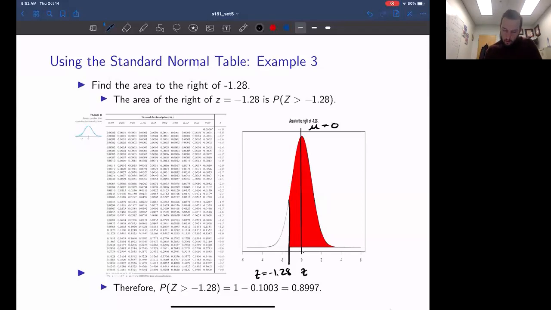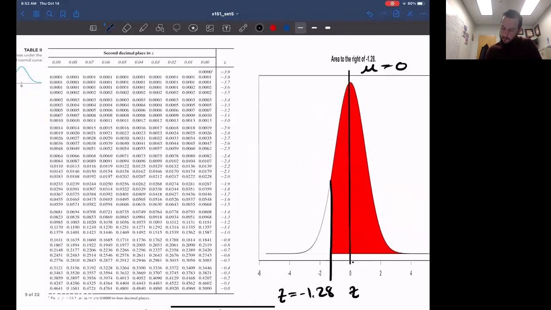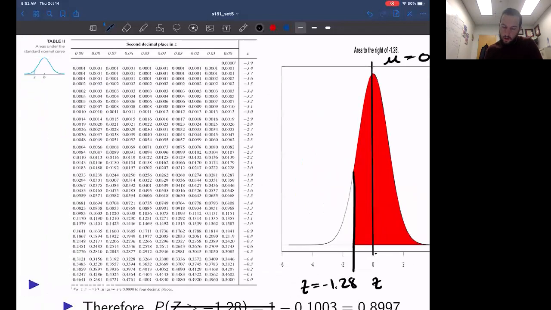Okay, so we go back to our normal table. We have a negative Z score, so we're going to use page 1 of the table. We're going to look up negative 1.28. So here is negative 1.28, and that gives us 0.1003. This area that we just found is the area to the left of negative 1.28. Recall that the standard normal table always gives area to the left. So that means this unshaded part here is of size 0.1003.